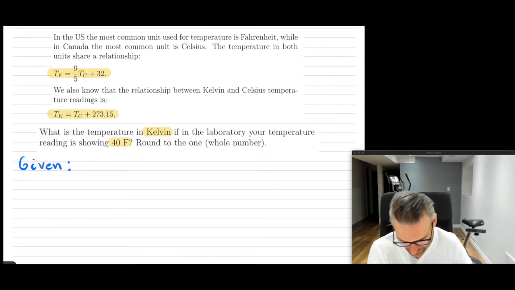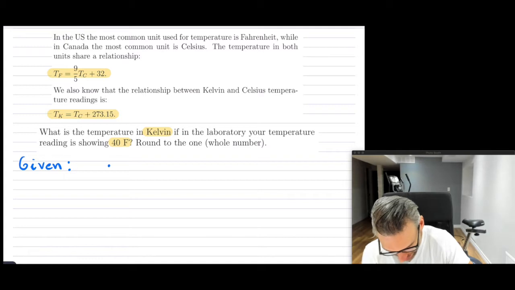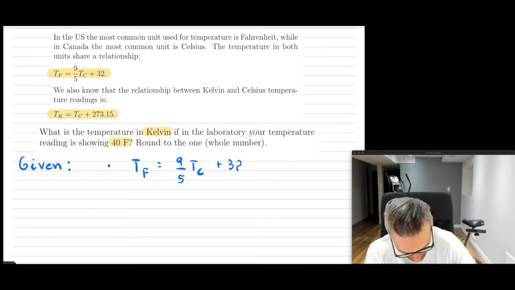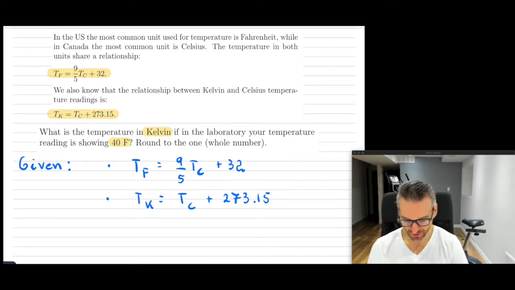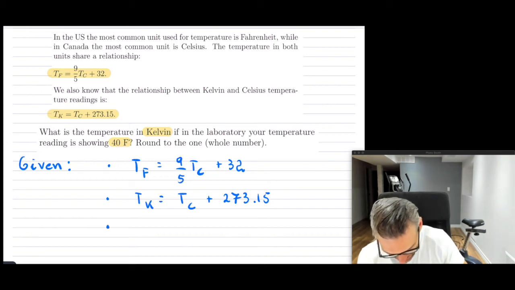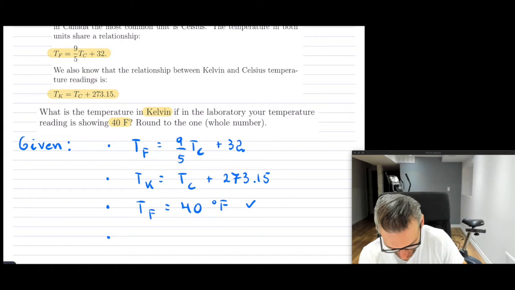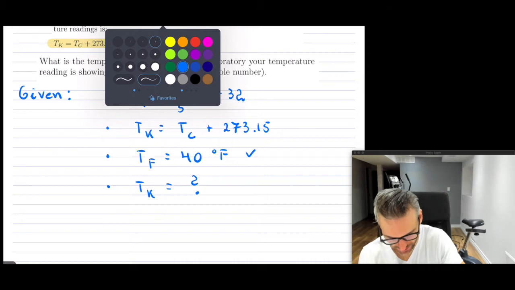Given: I have two formulas that are provided to me. I have T_F, the temperature in Fahrenheit formula, and I also have T_K equals T_C plus 273.15. Now, what they give us is the temperature in Fahrenheit. So that's what we are given. And we're supposed to find the temperature in Kelvin. That's what we are looking for, so we're trying to find this.